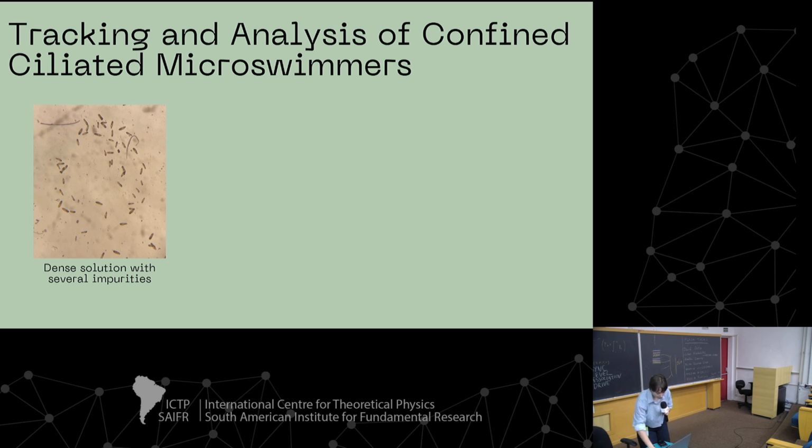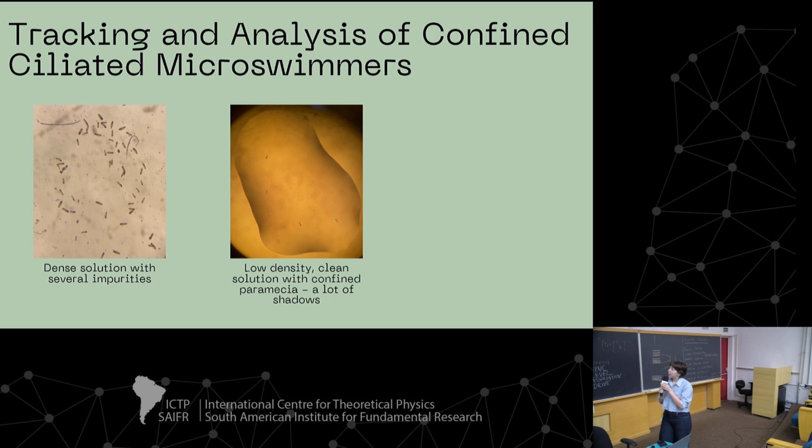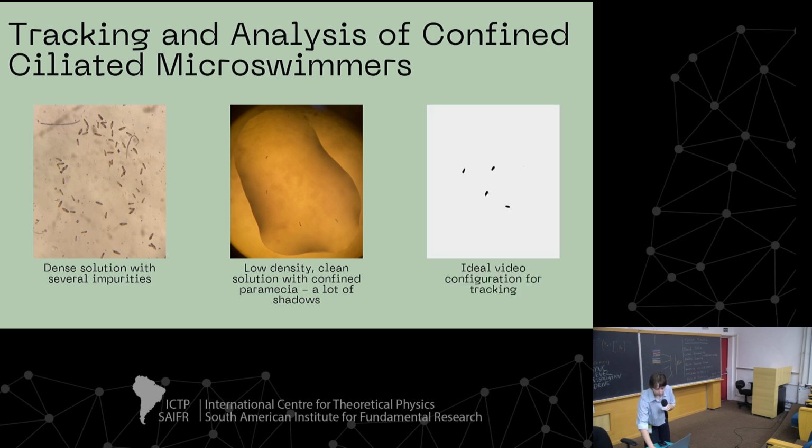So the first thing we do to track them is we confine them so we can see their full trajectories, and we clean the water, and we get only a few paramecia. You see this is already much better, but there's a lot of shadows, so we end up with an algorithm to take out the background. And so this is our final configuration to enable us to do the tracking. This is all to get to that video that Kanmin showed of the fish. This is all that we have to do just to get there.